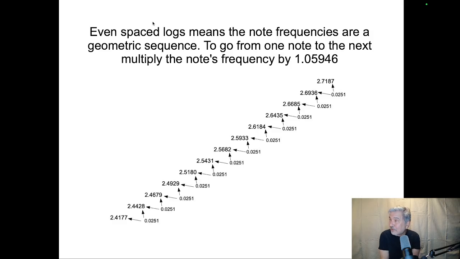So the question is, what's the multiplier? It turns out that the antilog of 0.0251 is approximately 1.05946. So if you start out with the frequency of middle C, which is 261.63, and successively multiply that by 1.05946, you get each of the frequencies until you get all the way up to the frequency of high C at 523.25. That sequence of frequencies is what's called a geometric sequence. That is, it's a sequence of numbers where each number differs by a common factor.